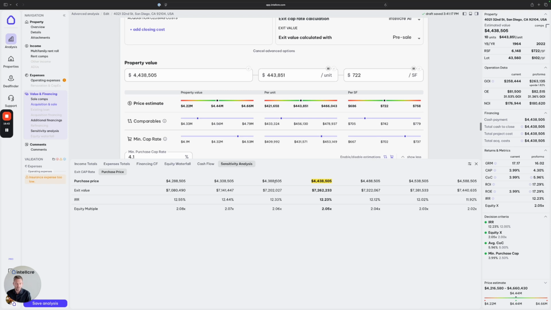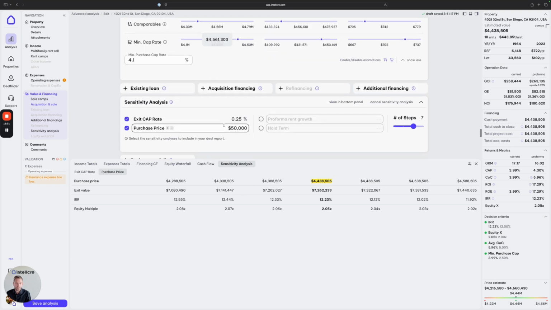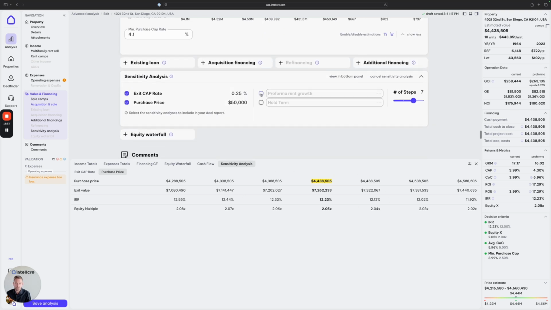In the same fashion as with the exit cap rate, we have the sensitivity with respect to the purchase price down here. And of course, the sensitivity analysis that we choose to enable here, later on when we're building the report for this property, we're going to have the option of including that sensitivity in any of our reports. So just want to make sure that it's enabled here.